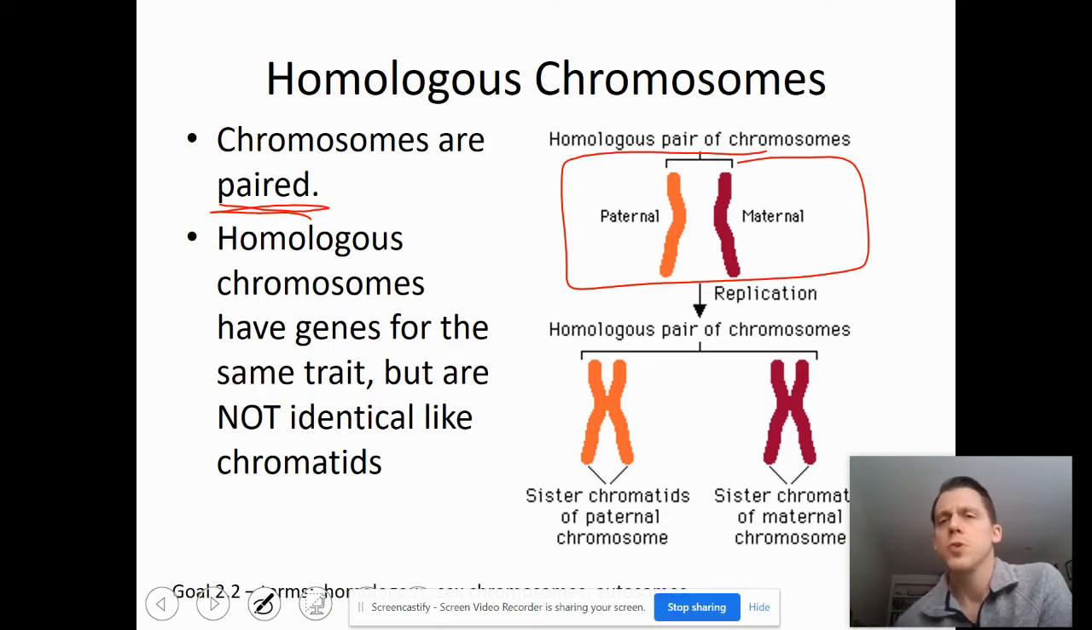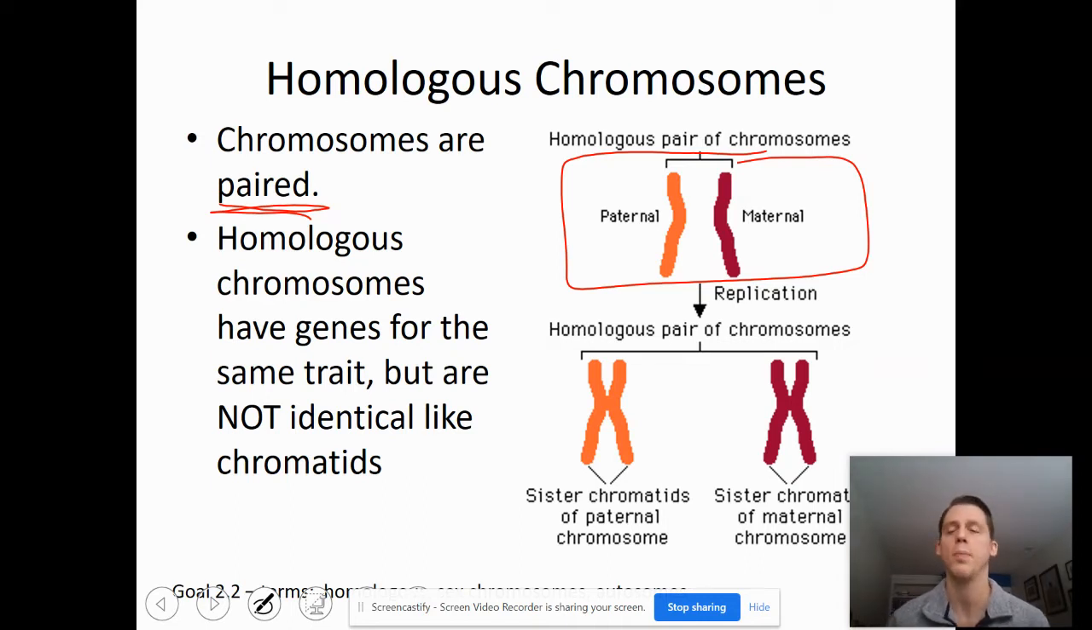Since these chromosomes are coming from 2 different places, they cannot be identical, right? The chromosomes you get from your mom and the chromosomes you get from your dad are going to be slightly different because your mom and your dad are different people. That's not the same as a sister chromatid, right? Remember, sister chromatids are clones. They are replications of DNA. They are exactly the same. A homologous pair is different.